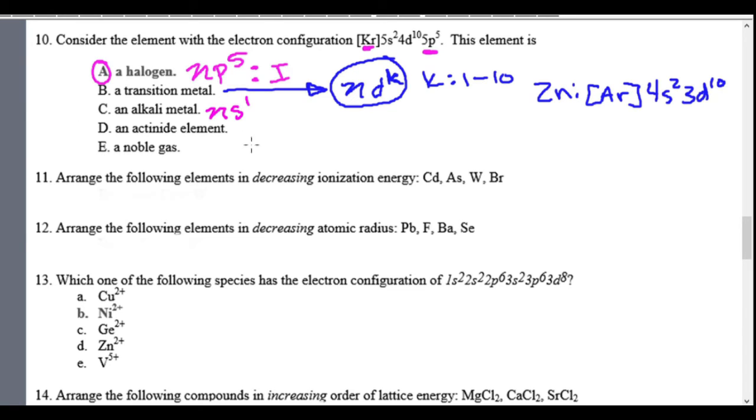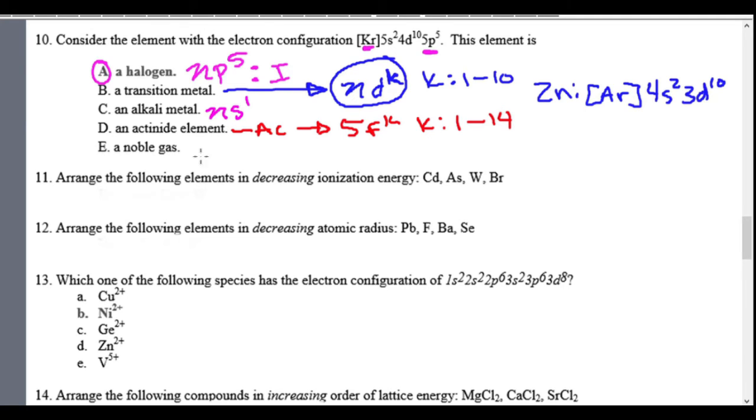For the actinides, those are the ones in the row that says Ac. That series is going to have 5f and then a k, where k can be 1 through 14. So it'll end in 5f1, 5f2, 3, 4, 5, 6, 7, 8, 9, 10, 11, 12, 13, 5f14. Any of those will be an actinide element.